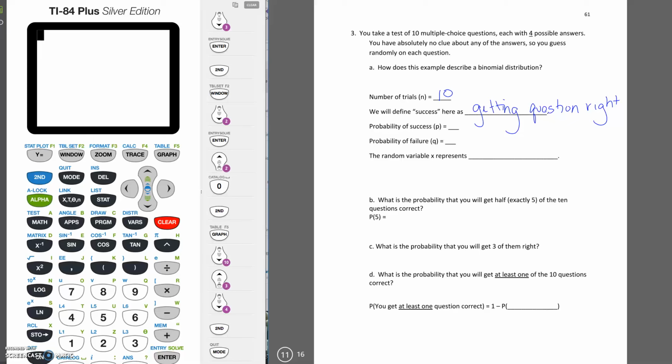So those are our two possibilities. And then your probability of guessing the question right each time would be 1 out of 4, or 0.25. Your probability of failure, of getting it wrong, would be 3 out of 4, or 0.75. Now our random variable x here will represent how many questions you get right on the test.